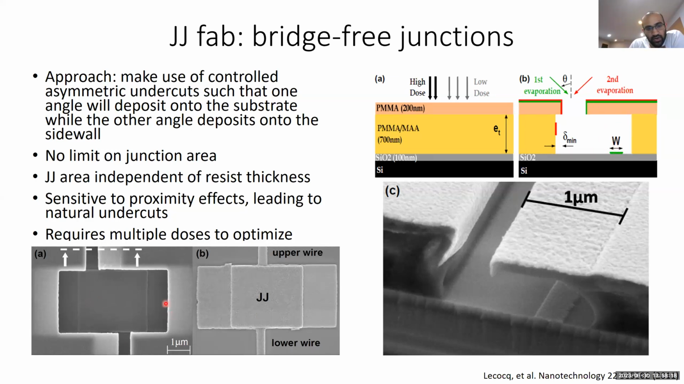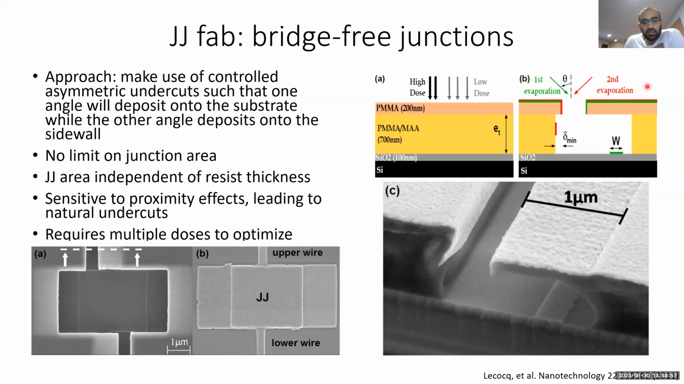As a result, when you do an angled deposition along this direction and this direction, you can create this overlap here, and you have these other thinner channels with their own asymmetric undercuts, such that when you deposit at this angle, the lead to your junction deposits underneath this undercut, and the same when you deposit at the other angle for this lead. So the wire that connects your junction to the rest of your circuit is deposited under this undercut.